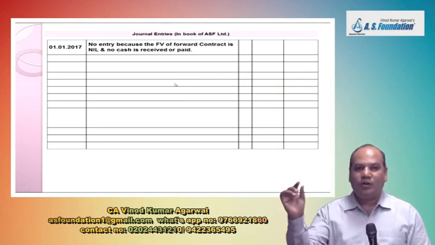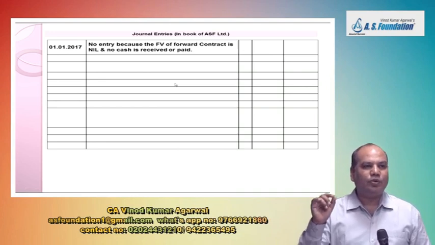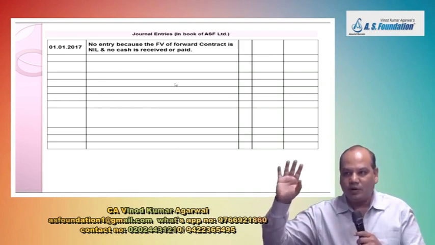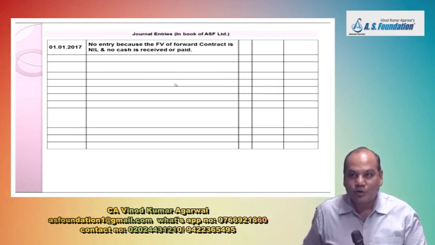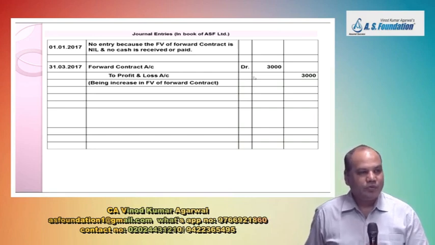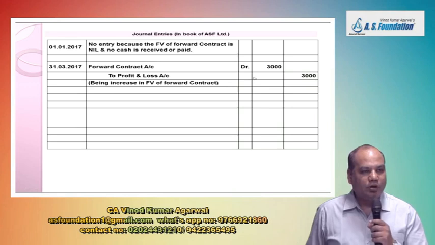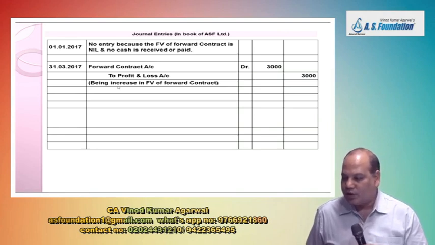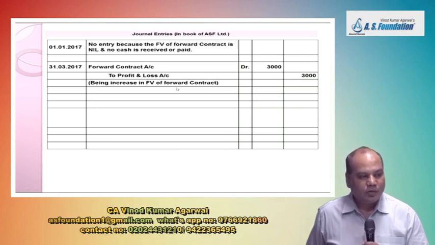Now this is a hedging instrument to hedge the risk of an unrecognized firm commitment, and the change will be transferred to the P&L account. So write down forward contract account debit to P&L account 3000. Calculation is not required, it is given in the question. Narration: being increase in fair value of forward contract.